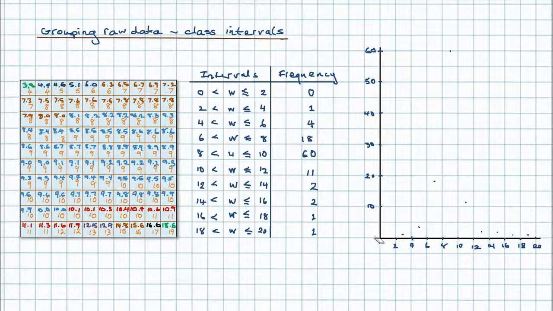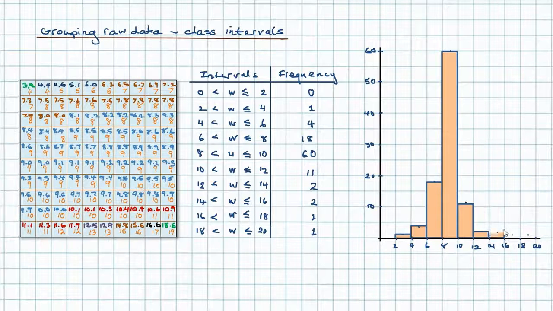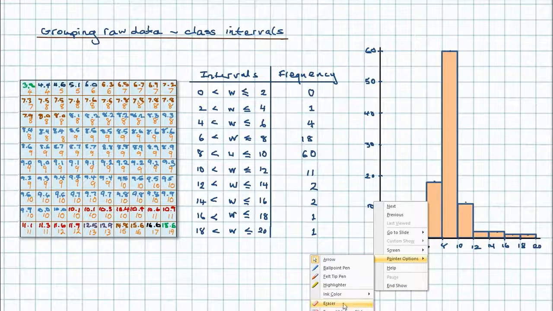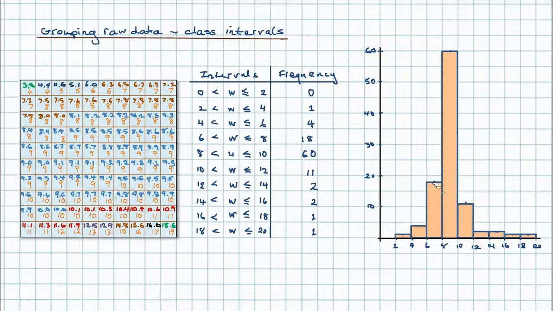Between 2 and 4, we've got 1. So we need to fill in right up to this dot here. And then all of the other values exactly the same way. Until finally we've completed what we call a histogram. Okay.